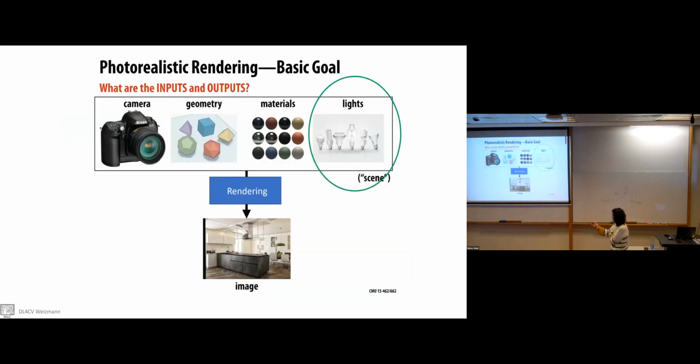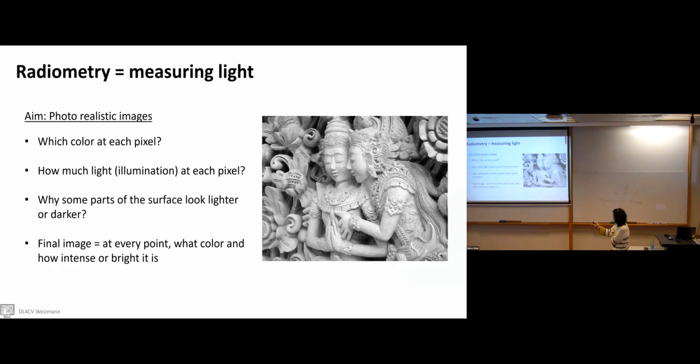So let's move on to lights and try to explain the idea. So what is light? What is radiometry? Radiometry actually is the idea of measuring light. Our aim is to produce photorealistic images. So as you see here in a picture, we need to know which color at each pixel, but this is not enough. Red, blue, green, etc. What do we need more than the color? In addition to the color, the brightness, the intensity. This is very important.